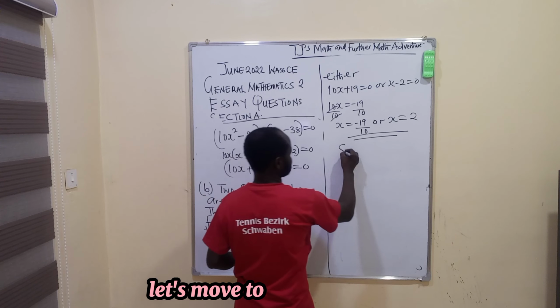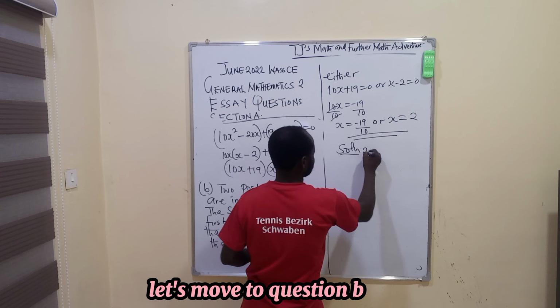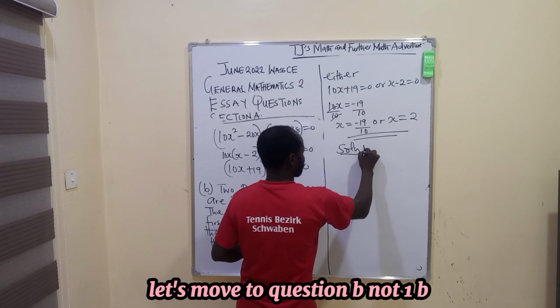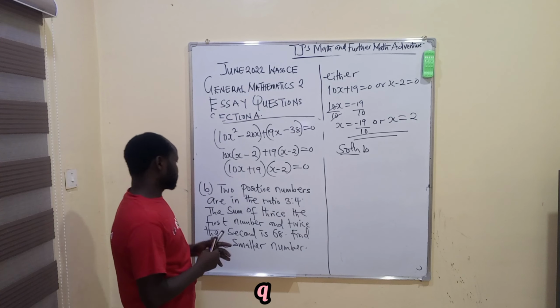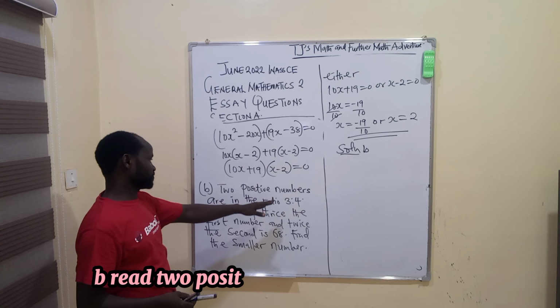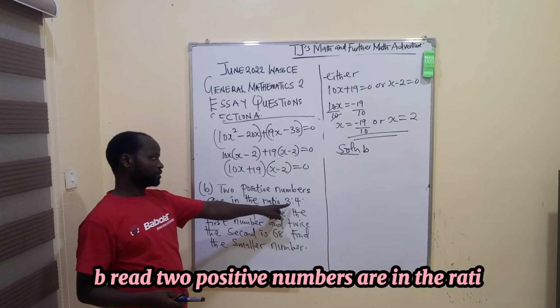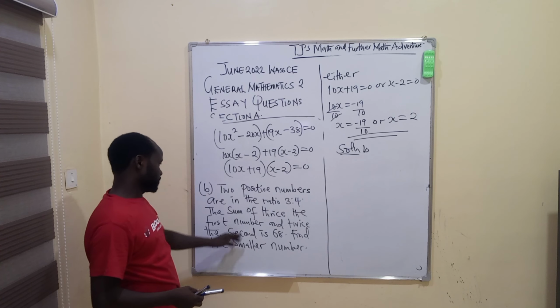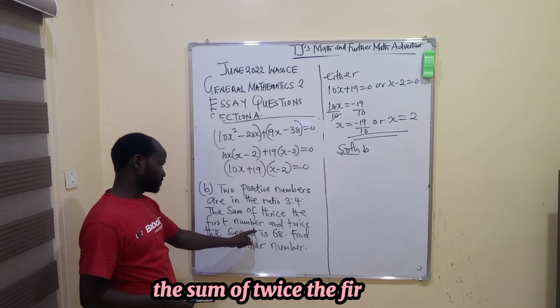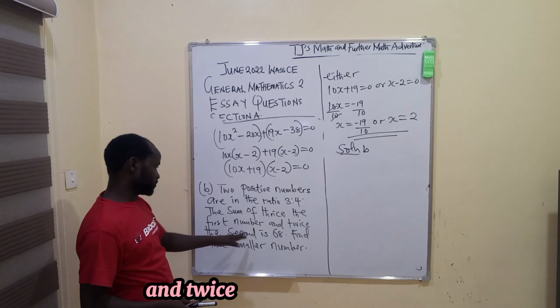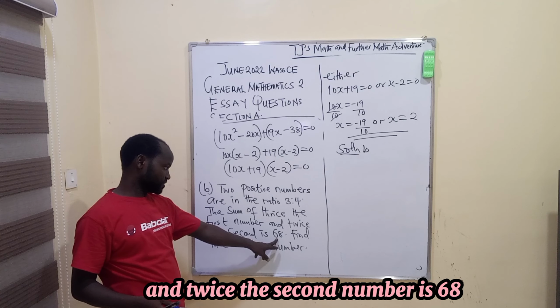Let's move to question 1B now. Question 1B reads: two positive numbers are in the ratio 3:4. The sum of thrice the first number and twice the second number is 68. Find the smaller number.